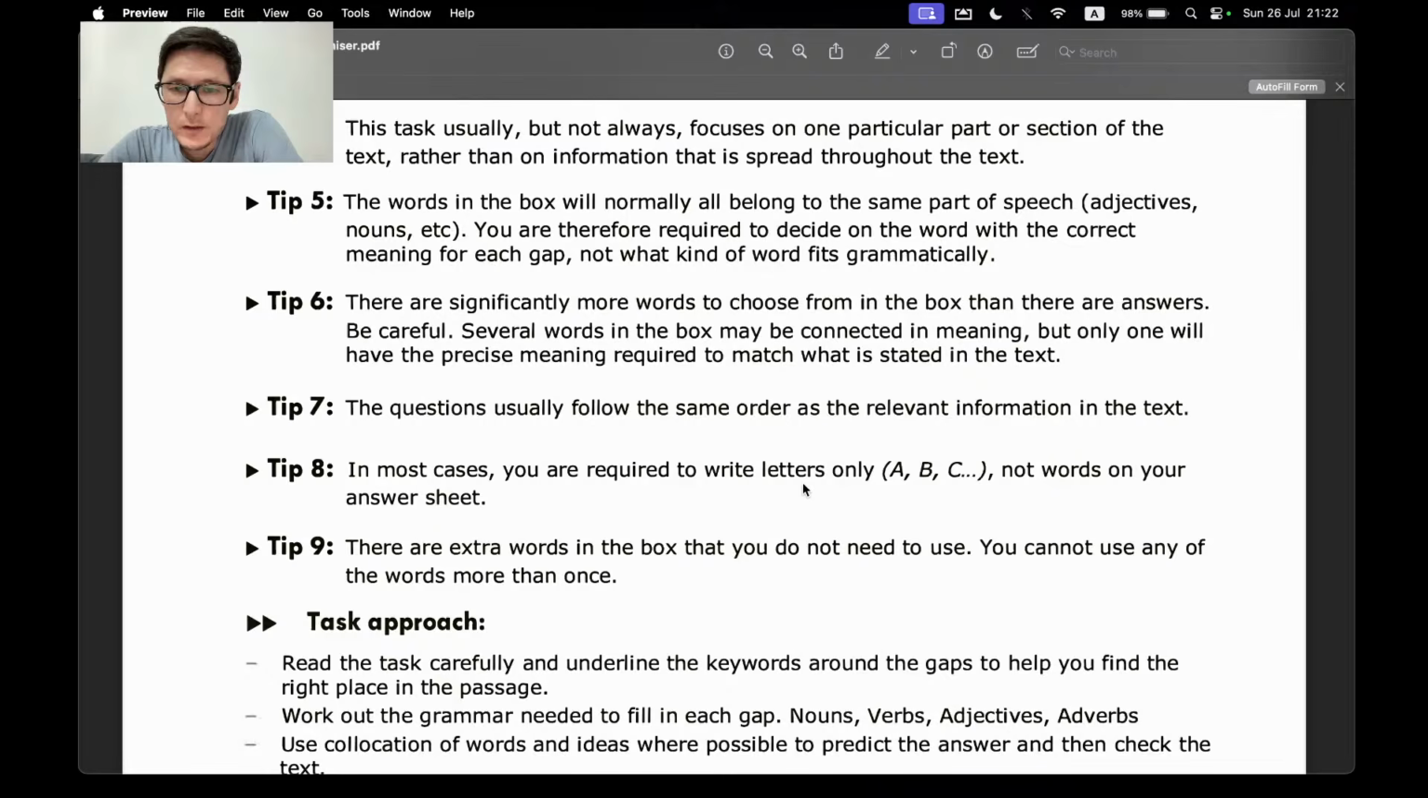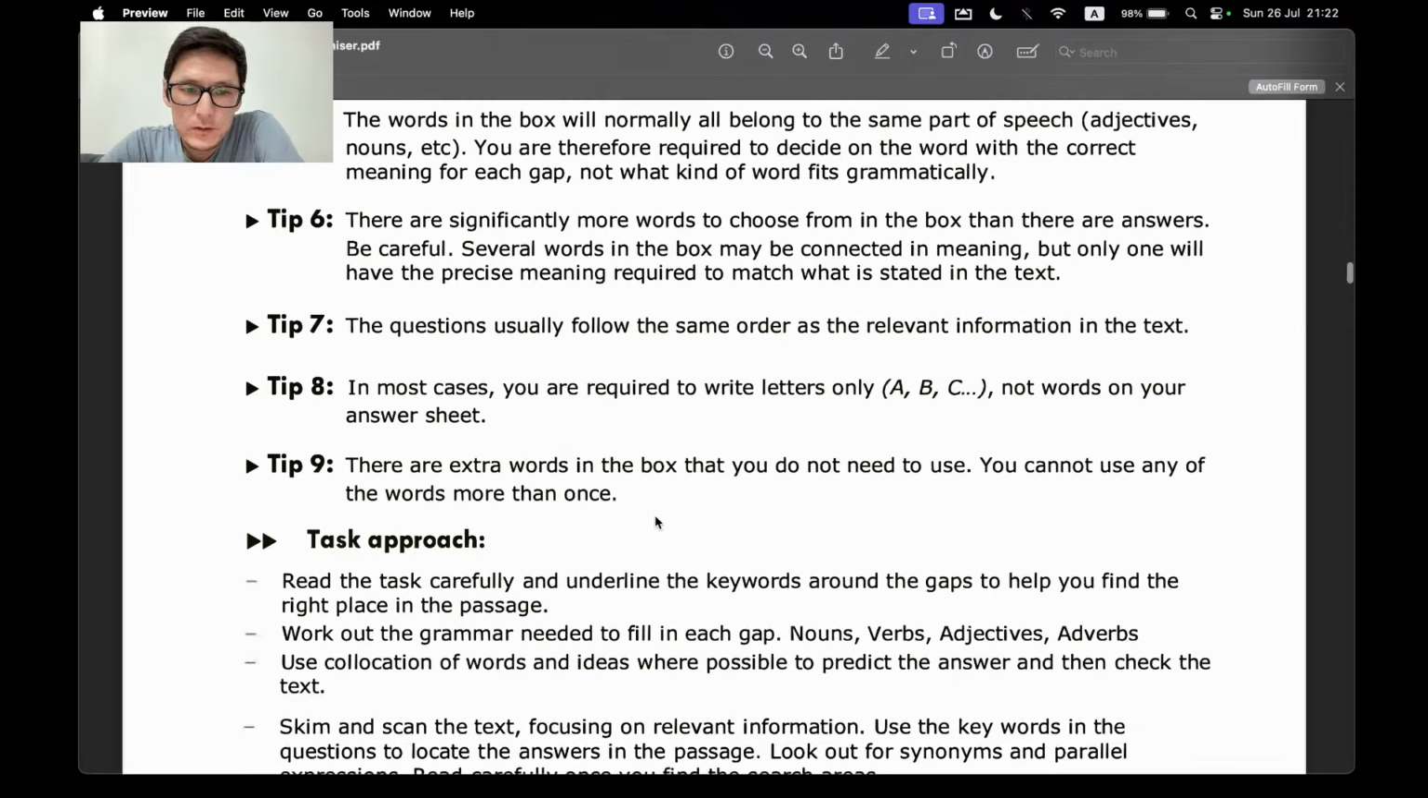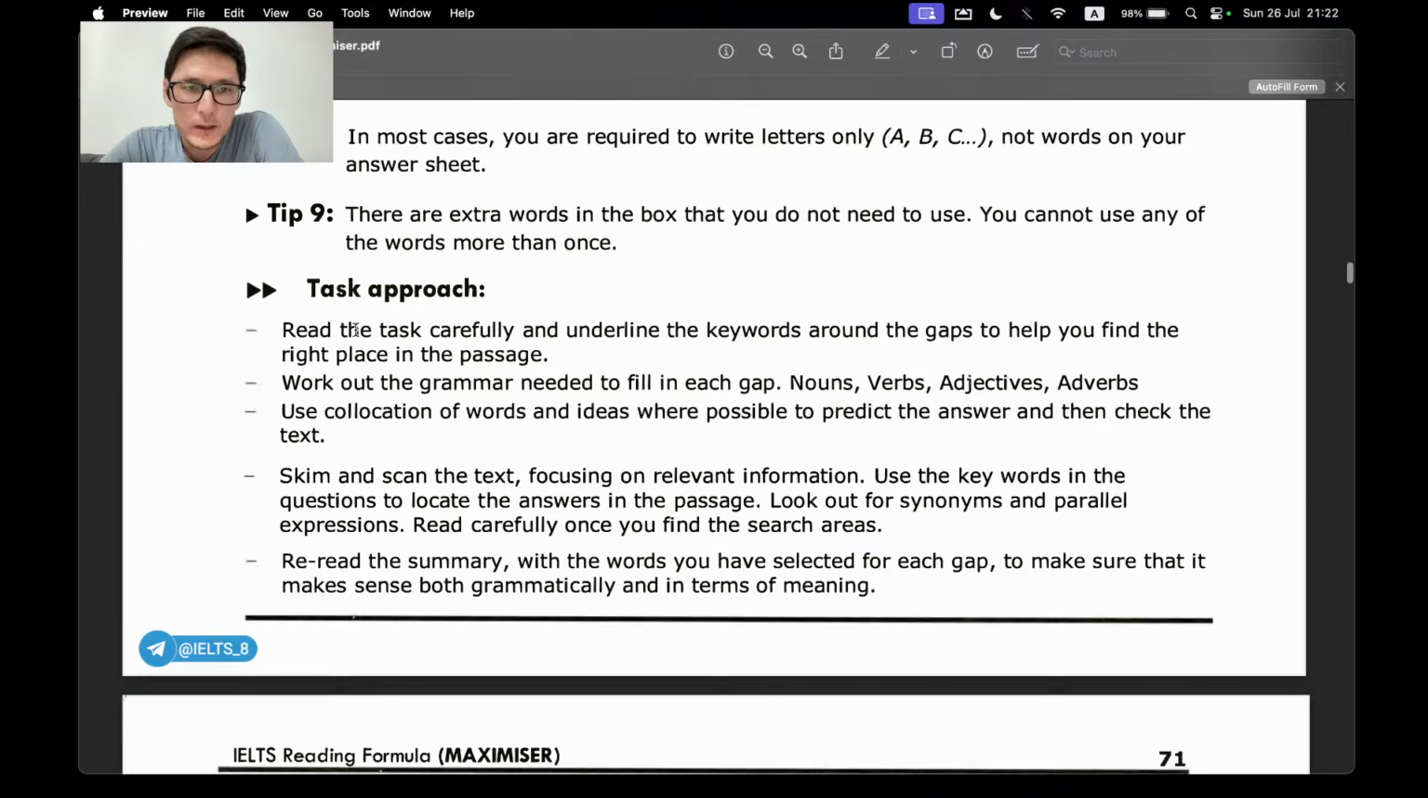Required letters only, extra words. So what is the approach? Read the task carefully, underline keywords, the same. Work out the grammar needed to fill in each gap: noun, verb, adjective, adverb, and so on. Use collocations of words and ideas where possible to predict the answers and check the text.